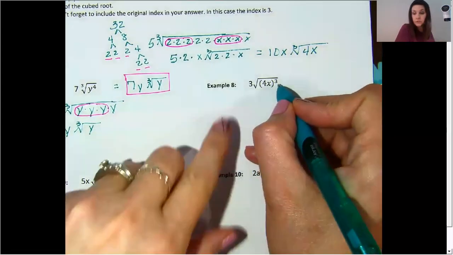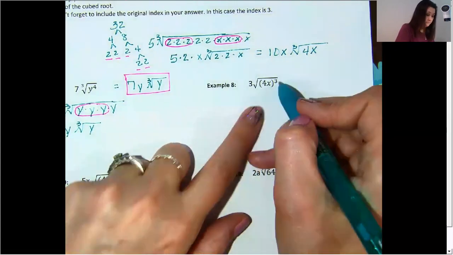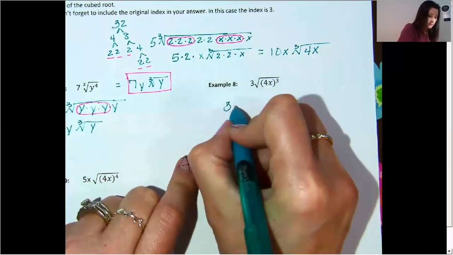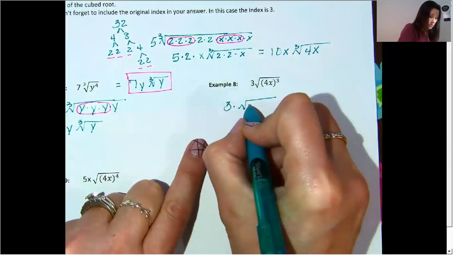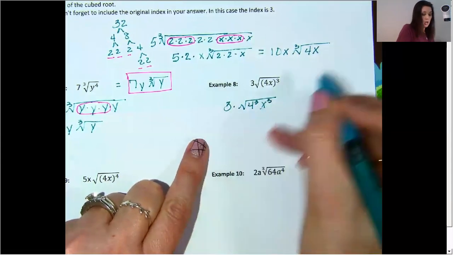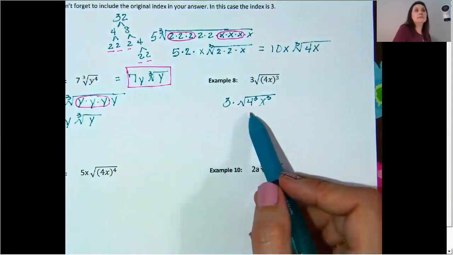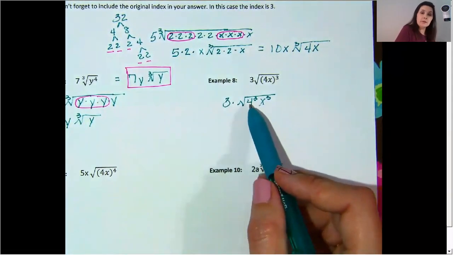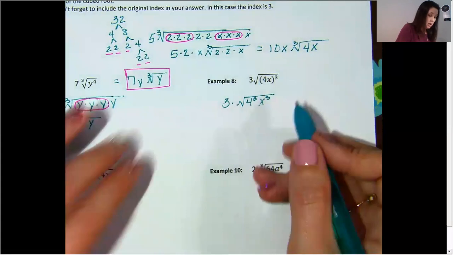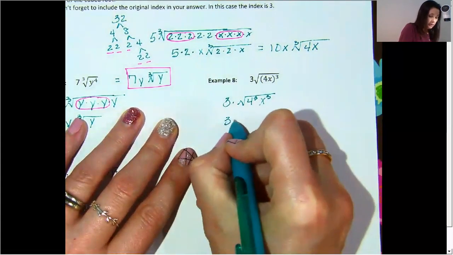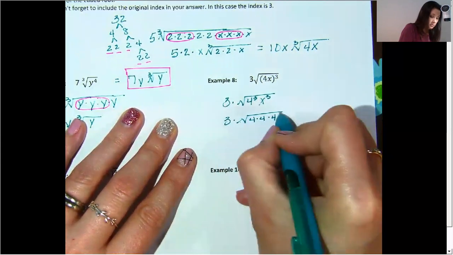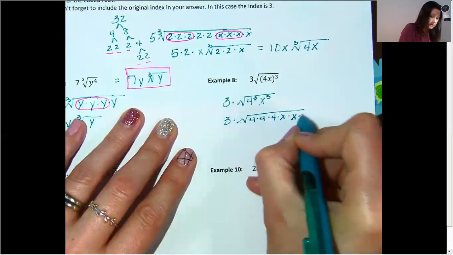So I'm going to apply the exponent to both terms inside the parentheses. So I have 3 times the square root of 4 cubed x cubed. Okay, so this time instead of simplifying my 4 cubed, I'm just going to write it as 4 times 4 times 4 because this is a square root. So I end up with 4 times 4 times 4 times x times x times x.